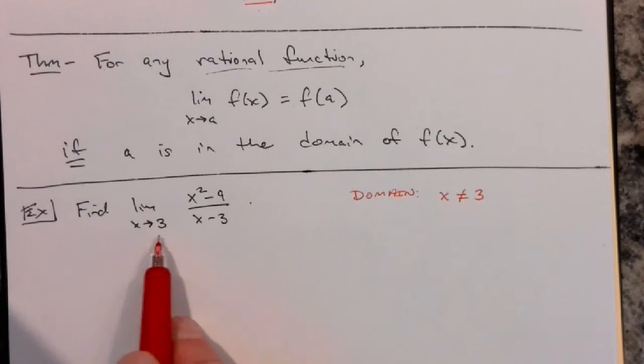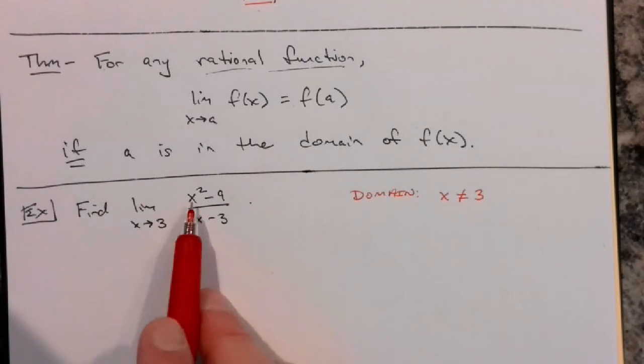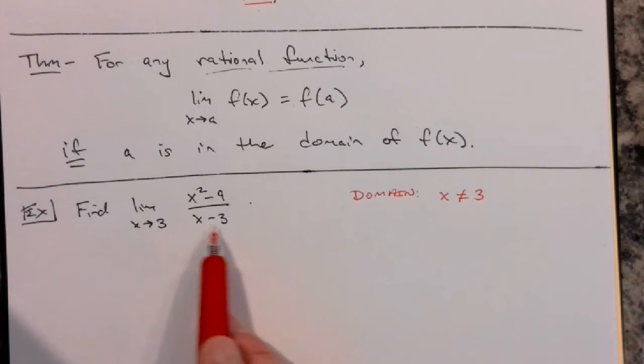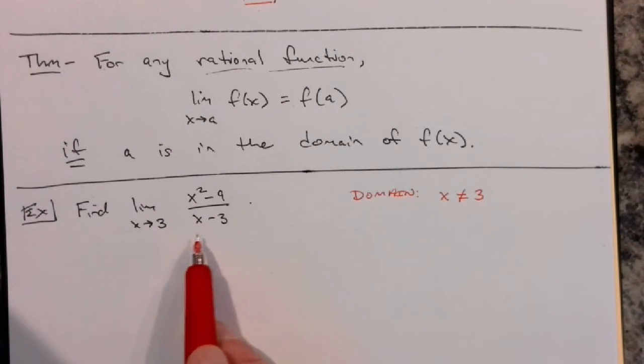So I can't just sub 3 right in here right away. You can kind of notice it. If I did 3 squared, it'd be 9 minus 9. That's a zero numerator. That's okay. But 3 minus 3 in the denominator would make it undefined. And so you couldn't just substitute 3 in and evaluate the limit.